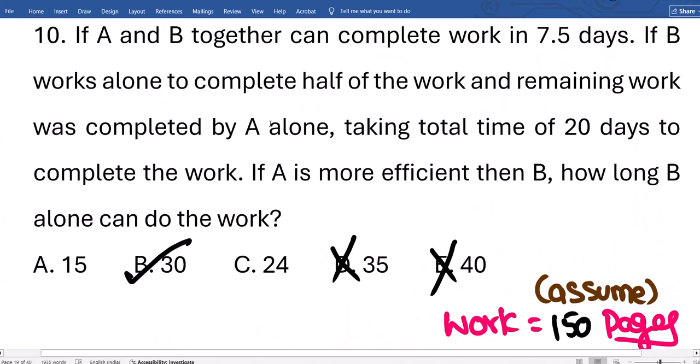Listen, here A half of the work, B half of the work together is how much time? 20 days. If A completed the full work and B completed the full work, the total time will be, I repeat, B half of the work and the remaining half of the work done by A, total time is 20. Now if A completed the full work and B completed the full work, total time together 40. A half, B half, at that time total time is 20. A full, B full, then total time should be 40.